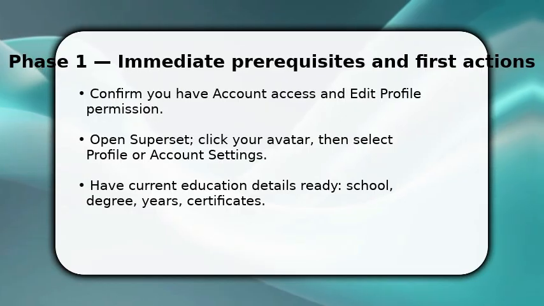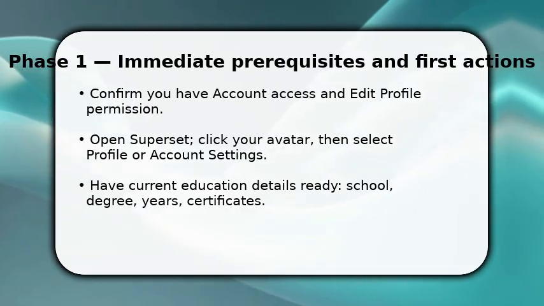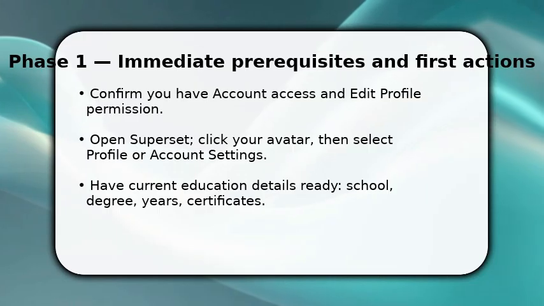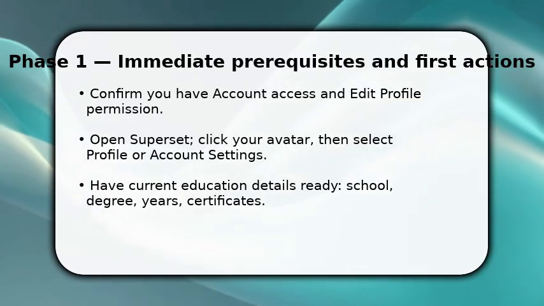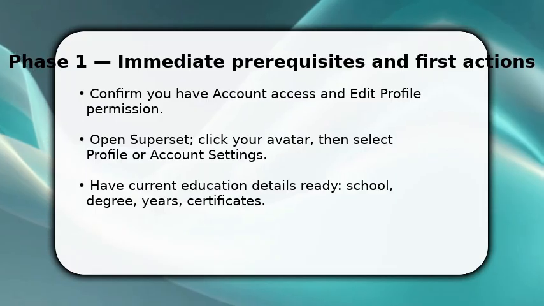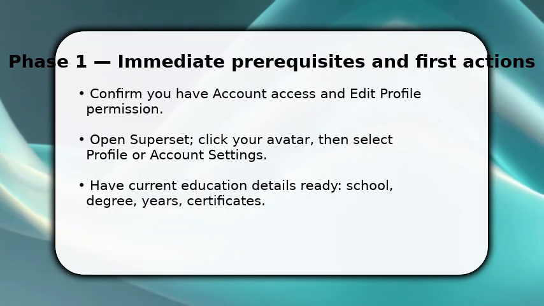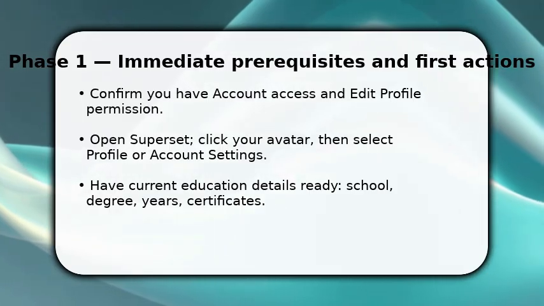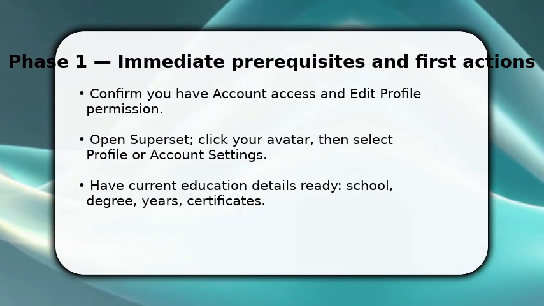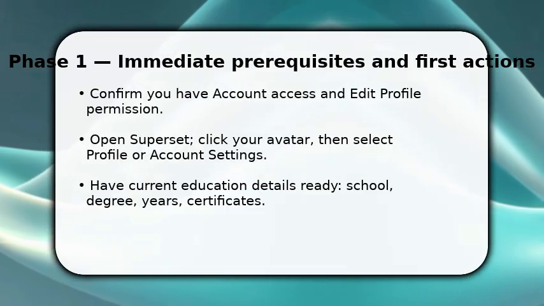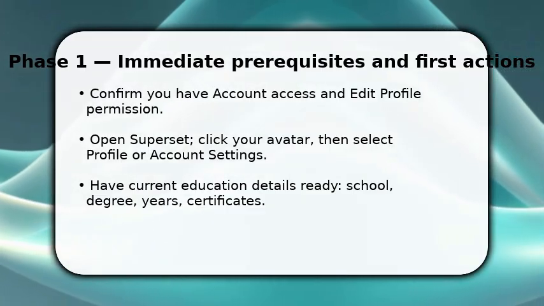You will start by confirming permissions and gathering the exact education details you want to change. Once ready, open Superset and click your avatar in the top bar, then select Profile or Account Settings. You do this because some fields only appear when you have edit rights, so check now. Make sure phone or email verification is complete if required, and prepare to edit fields like institution, degree, and dates. This speeds the process and avoids repeated saves.